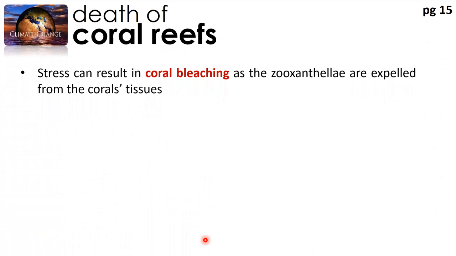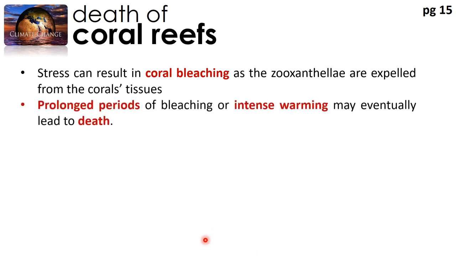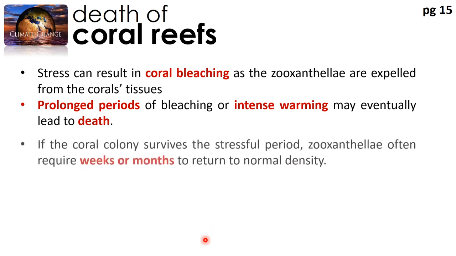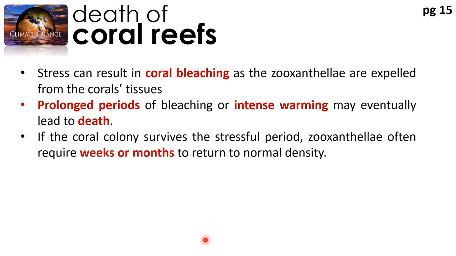Okay, right. So as we saw from the video, stress can result in coral bleaching as the zooxanthellae are expelled from the coral's tissues. Okay, and a common cause of this stress is increase in sea temperatures. Once bleaching begins, it tends to continue even without continuing stress. And prolonged periods of bleaching or intense warming, as we saw in the video just now, may eventually lead to the coral's death. Now, if the coral colony survives this stressful period, zooxanthellae may return, but they may require weeks or months to return to normal density.